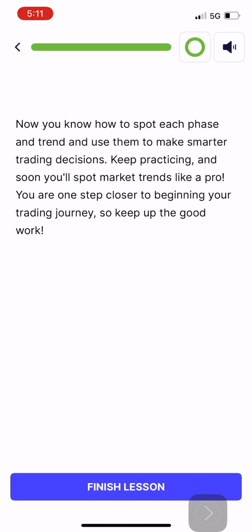Now you know how to spot each phase and trend and use them to make smarter trading decisions. Keep practicing, and soon you'll spot market trends like a pro. You are one step closer to beginning your trading journey, so keep up the good work.